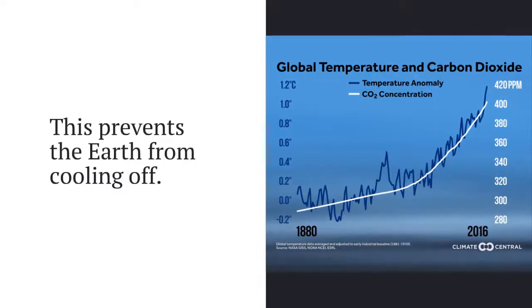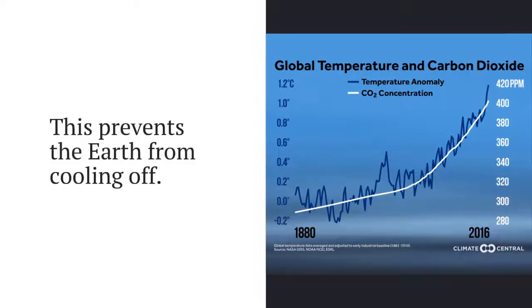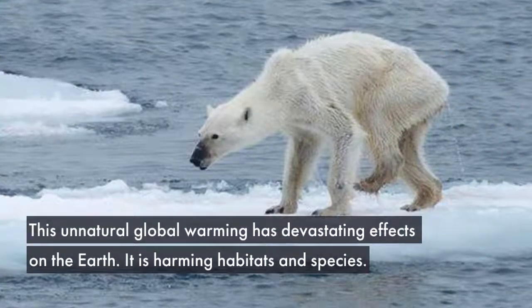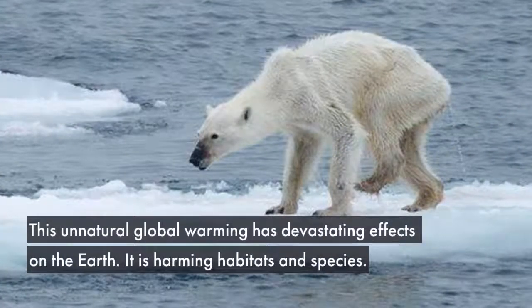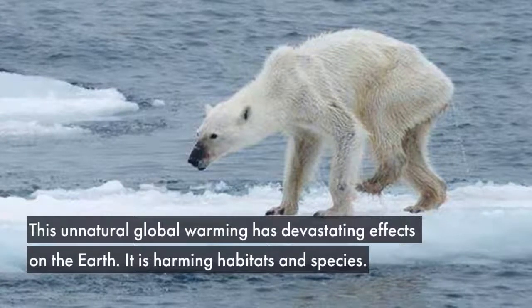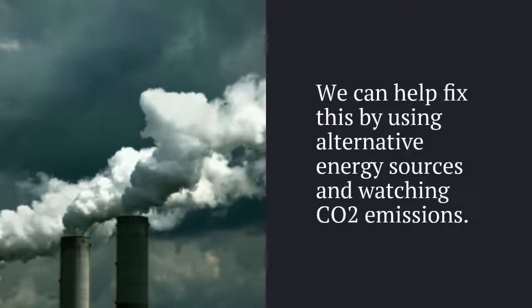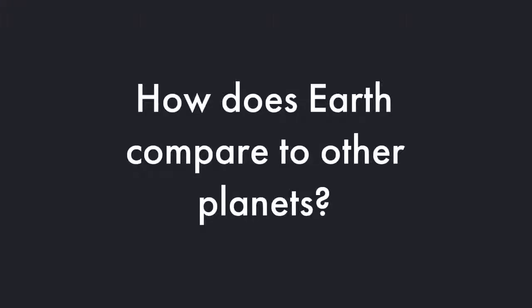We can see in this graph that as carbon dioxide levels increase, the temperature of the Earth does as well. This unnatural global warming has devastating effects on the Earth. It has caused the loss of habitats and species. We can help fix this by using alternative energy sources and watching CO2 emissions. Now that we have discussed the climate of the Earth, we should look at how we compare to other planets.